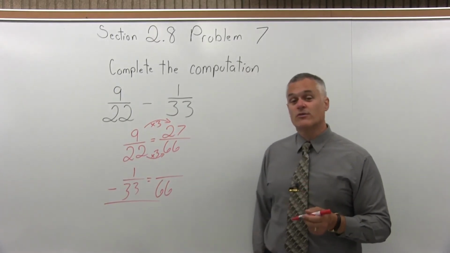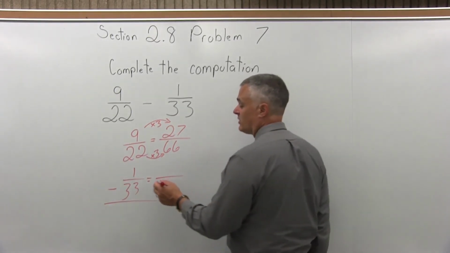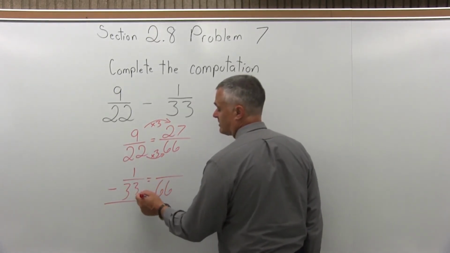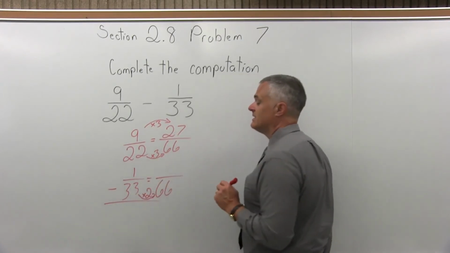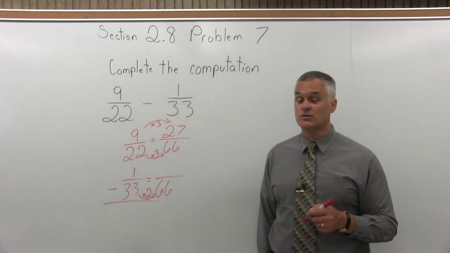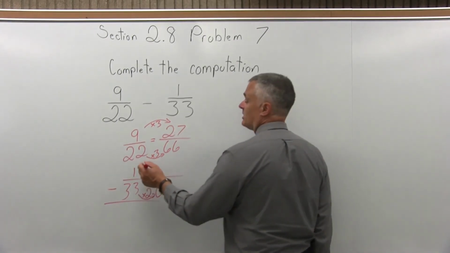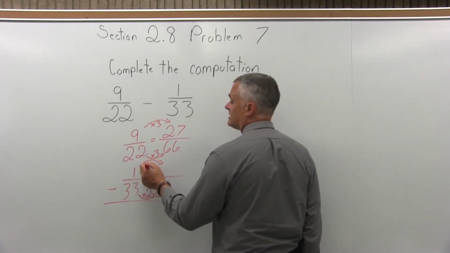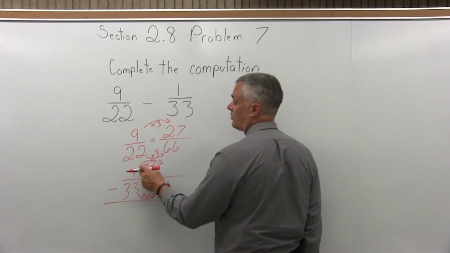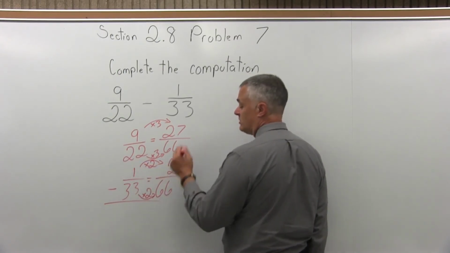Now let's deal with the lower fraction. With the lower fraction, the denominator was 33. I multiplied it times something and turned it into a 66. That something would have to be times 2. So the numerator is multiplied times the same value, times, in this case, times 2. So the numerator of 1 times 2 gives me a 2.